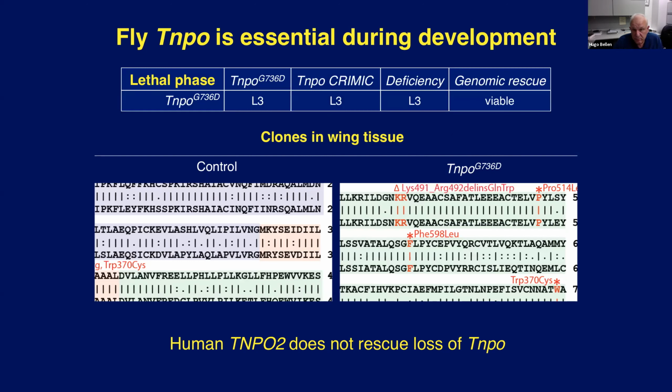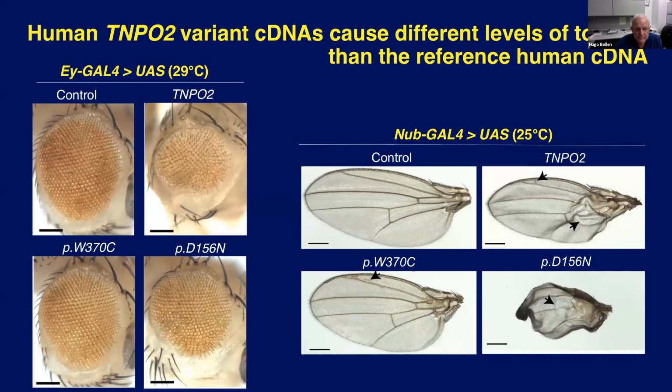Obviously, when the mutation is homozygous lethal, it's simpler to do a specific knockout in specific tissue. And we did that in the eye and the wing and showed that there were phenotypes associated with the loss of this protein in the eye and the wing. Now, the human gene did not rescue any of the phenotypes that were associated with the gene. So we had to resort to another strategy to try to define the function of those variants.